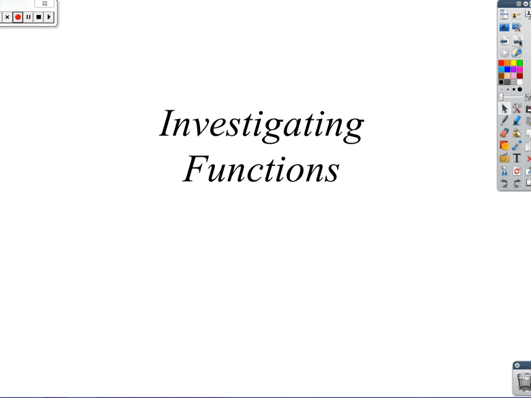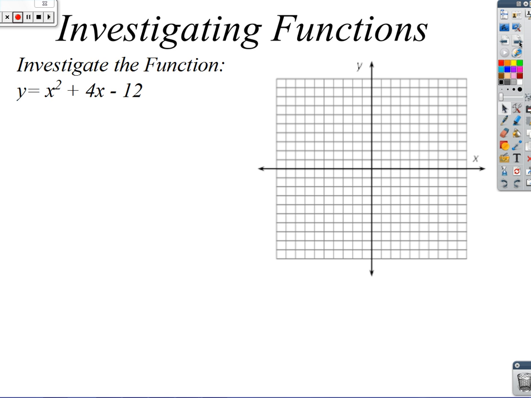First thing we're going to look at is investigating functions. So let's say that we're charged with investigating the function x squared plus 4x minus 12. Step 1 will be to make sure that your list of items included in an investigation is complete. That list would include an XY table, x-intercept or intercepts, y-intercept, vertex or other special points. We have domain, we have range.